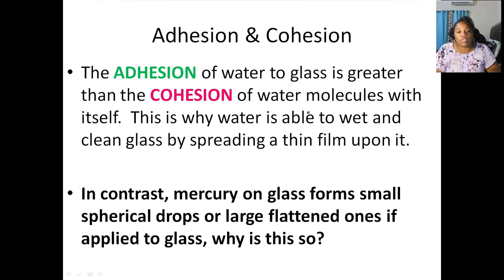The adhesion of water to glass is greater than the cohesion of water molecules with itself. This is why water is able to wet and clean glass by spreading a thin film upon it. In contrast, mercury on glass forms small spherical drops, or large flattened ones if a lot is applied. Why is this so? Again, remember, mercury likes to hang with itself. It's like an introvert, and so it prefers to bead up whenever it falls on any surface.